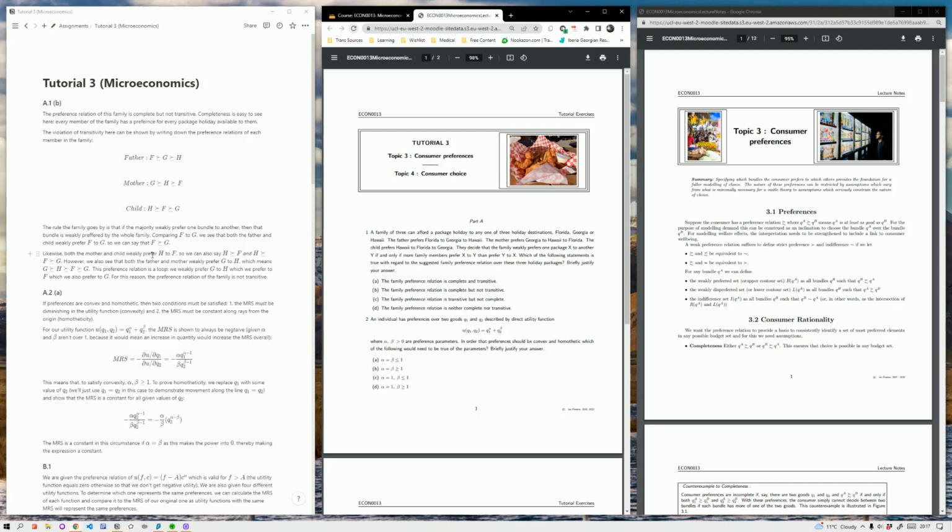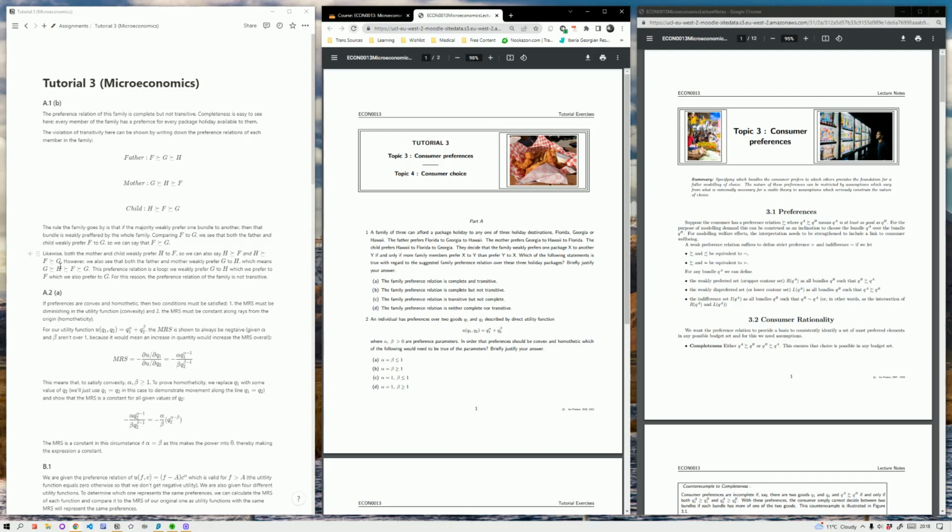Now what about weakly preferring H to F? Well, the mother and the child agree, and the father disagrees, but that is the majority, so we weakly prefer H to F, which means we now have a relation H to F to G. Okay, so we prefer H over everything else. However, what if we compare G to H? Well, the mother and the father both prefer G to H, right? So G is preferred to H, which is preferred to F, which is preferred to G.